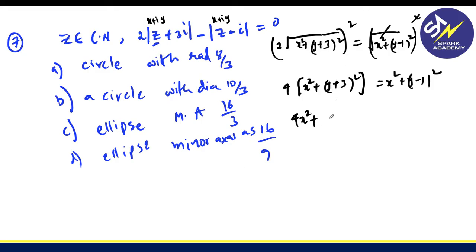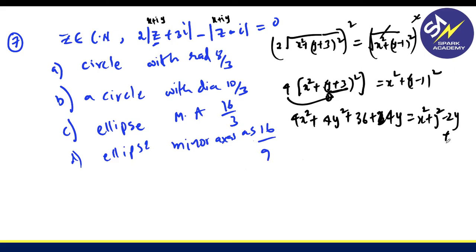4x square plus 4y square plus 36 plus 6 into 4 is 24y. I'm just expanding and multiplying this 4 in as well. That is equal to x square plus y square minus 2y plus 1. So it goes to the other side. This becomes 3x square plus 3y square plus 26y plus 35 equal to 0. Let's check once again. This is 4 times (x square plus (y + 3) whole square). This is y square plus 6y plus 9. y square will be 4y square, 6y into 4 is 24y, 9 into 4 is 36. This is x square plus y square minus 2y plus 1. So this is 3x square, this becomes 3y square, this becomes 26y and so on.